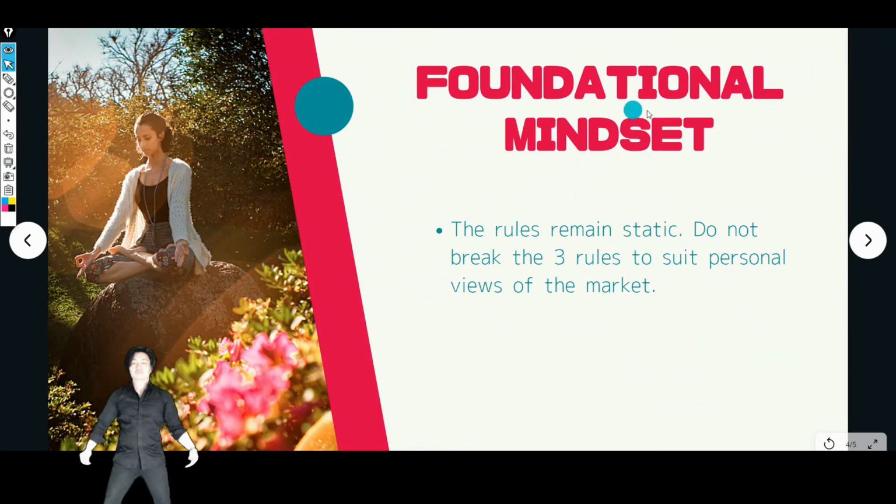Okay, the foundational mindset is the mindset that a trader must have to draw trend lines efficiently. The mindset we want to have is that the rules remain static and you do not break the rules to suit personal views of the market. Okay, let me explain this.